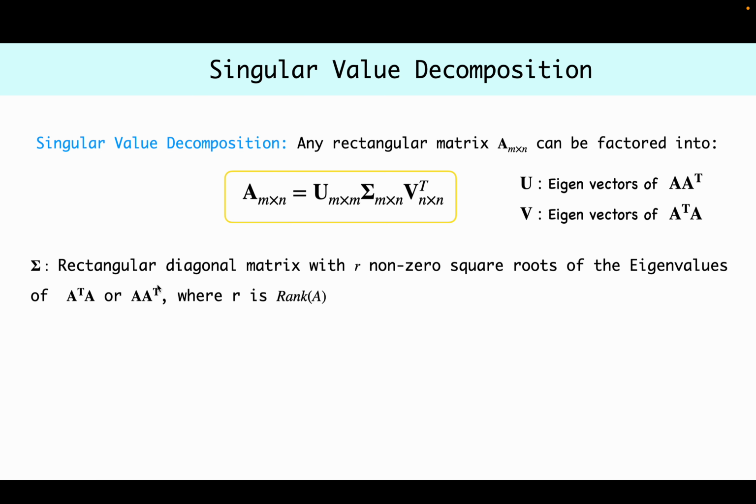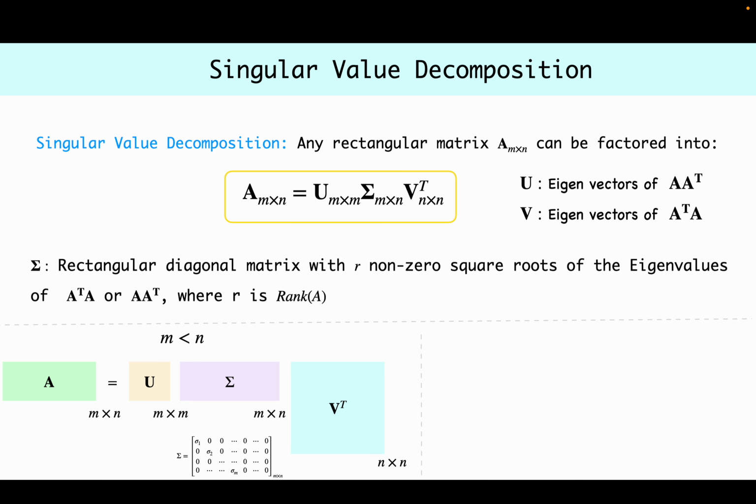Sigma is a rectangular diagonal matrix with R non-zero square roots of eigenvalues of A transpose A or A A transpose. Important thing to note, the eigenvalues when we compute, they would be the same for A transpose A and A A transpose, and we take the square root of it, and those will be the singular values. Those singular values will be there in the diagonals. Here R stands for rank of a matrix. So let's see how the matrices will look in terms of dimensions.